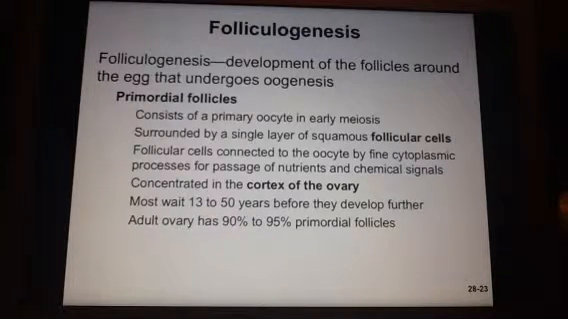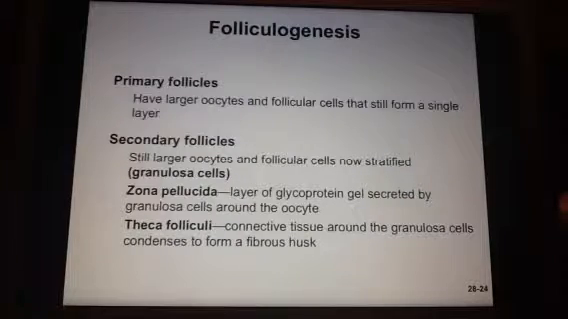And they are each developing or finish developing at different points. Remember, at the end, each follicle is releasing one egg every month. So they all have different kind of times when they are done developing. But adult ovary has 90 to 95% of the primordial follicles.